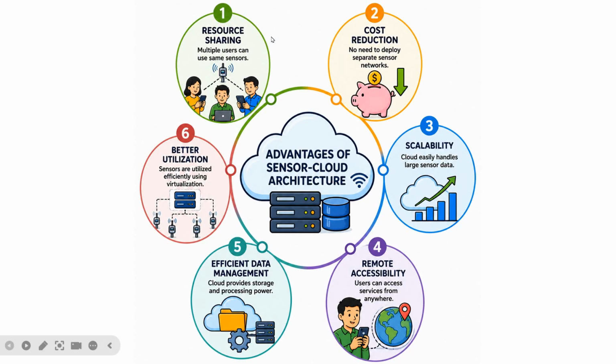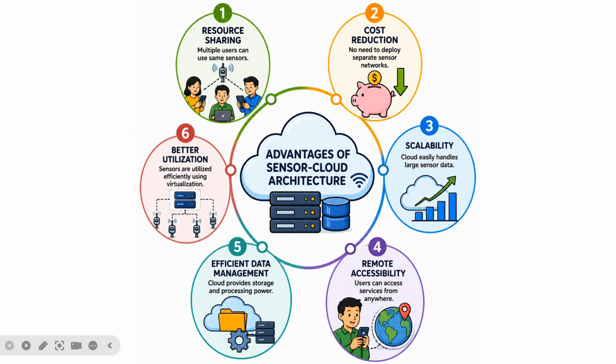So the first advantage is resource sharing, where multiple users can use the same sensors. Second is cost reduction. You need not deploy separate sensor networks. Third is scalability, where the cloud easily handles the large sensor data. Then you have remote accessibility, where the users can access services from anywhere. Then fifth is efficient data management, wherein the cloud provides the storage and processing power.